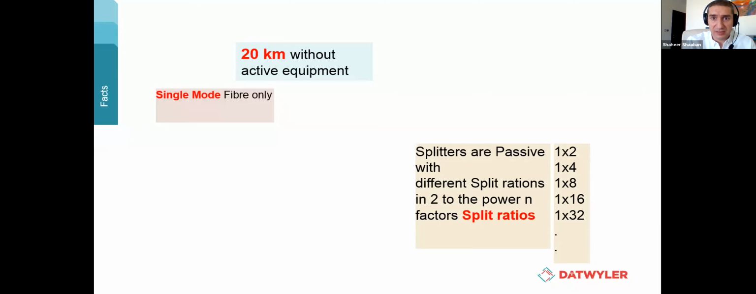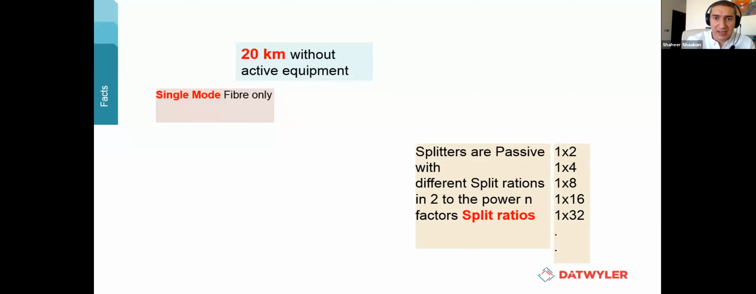The splitters are a passive component. They are installed between the OLT and the ONU, and they can be installed just after the OLT in the same room, or you can have them close to the user or anywhere within this 20 kilometers. So you don't have limitations where you want to place your splitters.